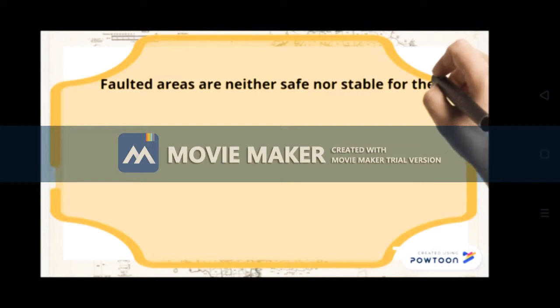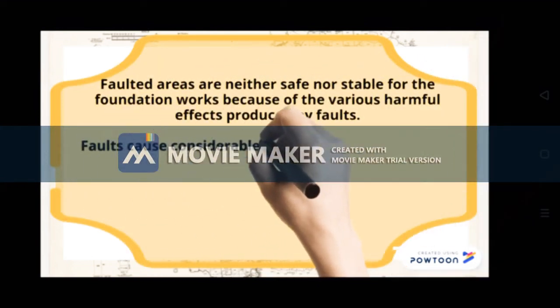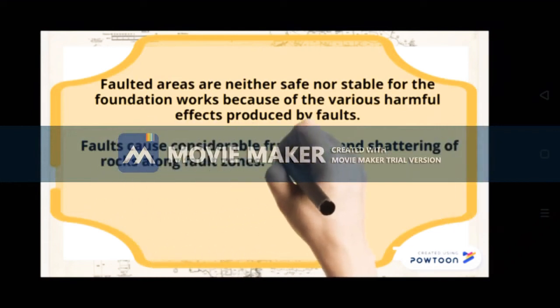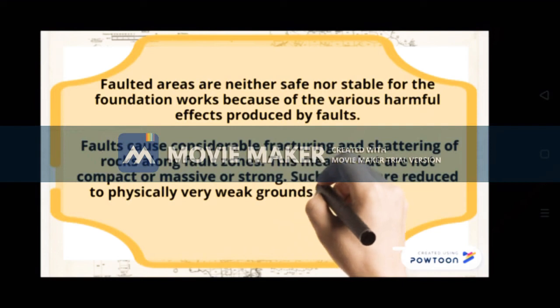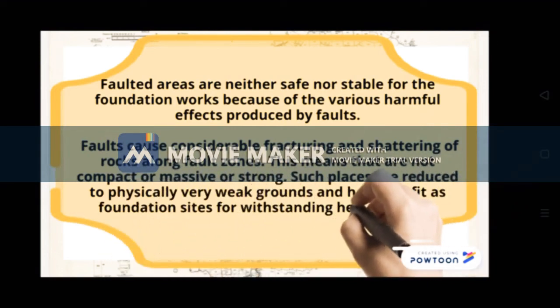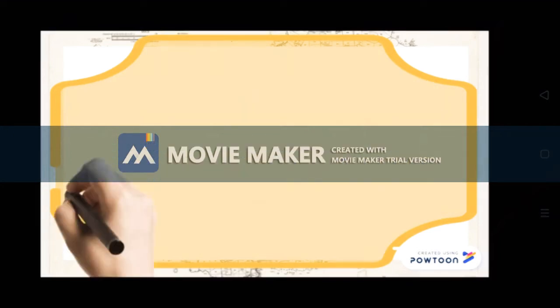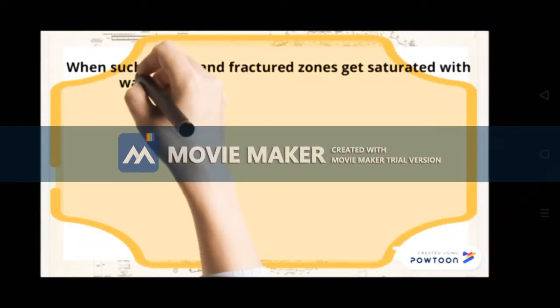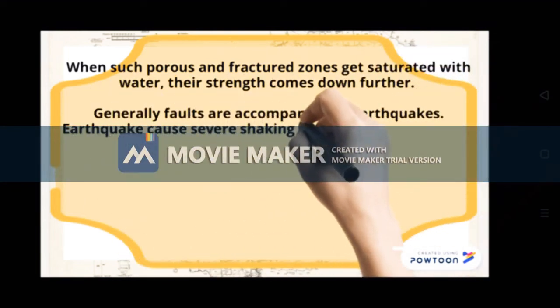Faulted areas are neither safe nor stable for foundation works because of the various harmful effects produced by faults. Faults cause considerable fracturing and shattering of rocks along fault zones. This means that they are not compact or massive or strong. Such places are reduced to physically very weak grounds and hence unfit as foundation sites for withstanding heavy loads of structures like dams. When such porous and fractured zones get saturated with water, their strength comes down further.